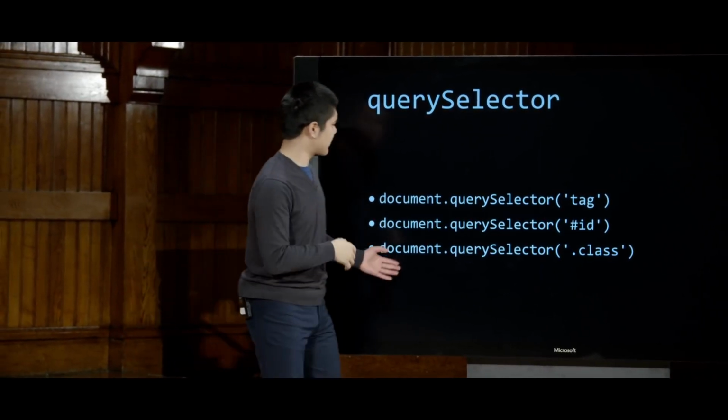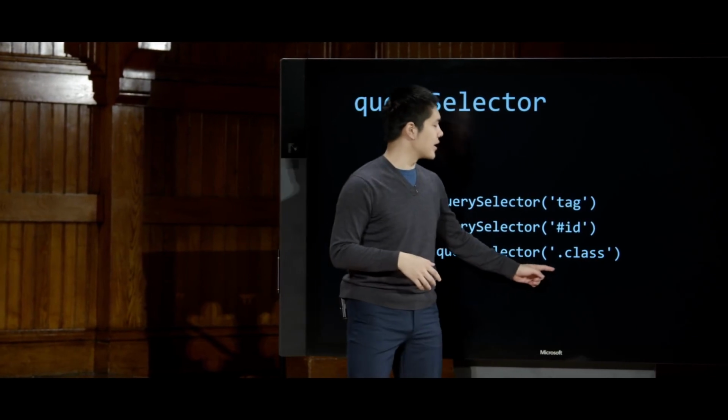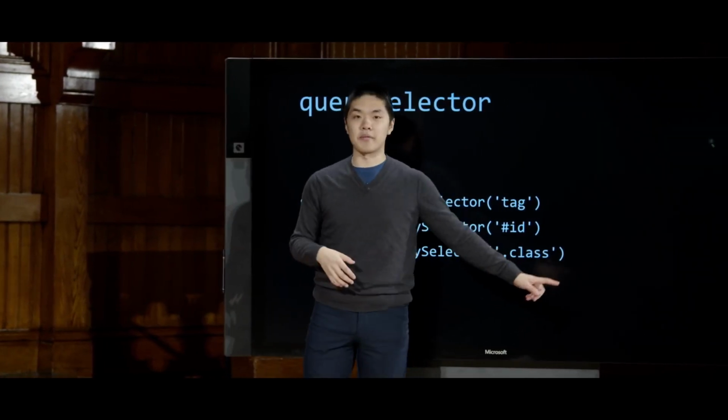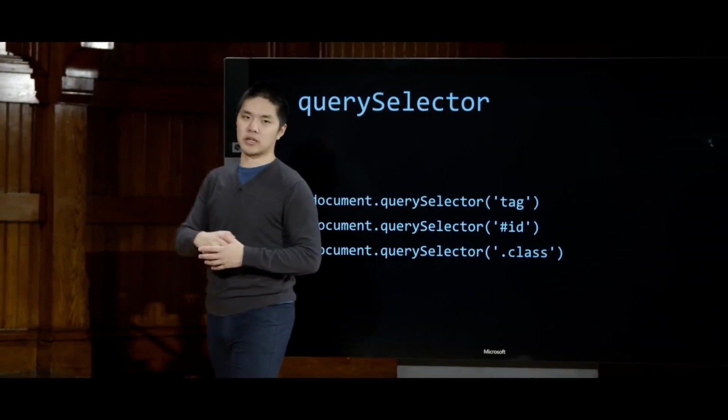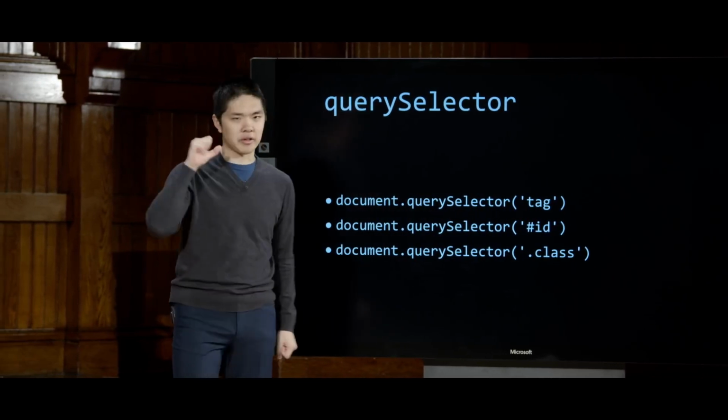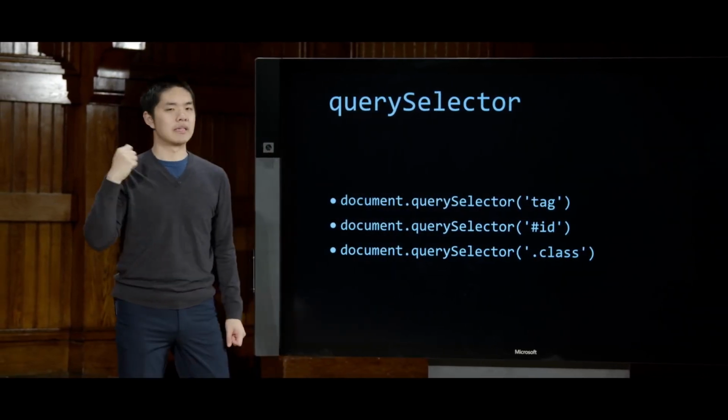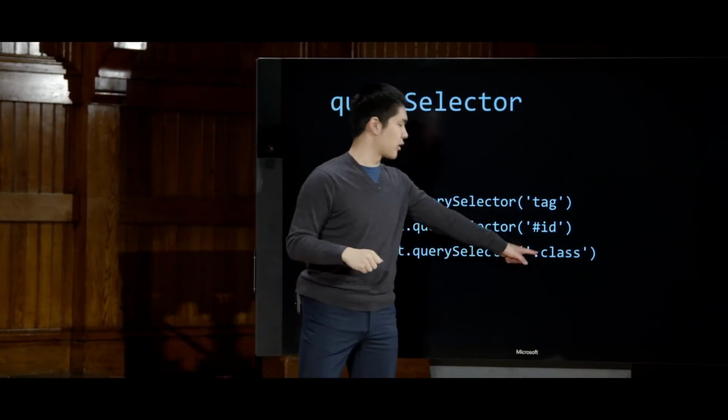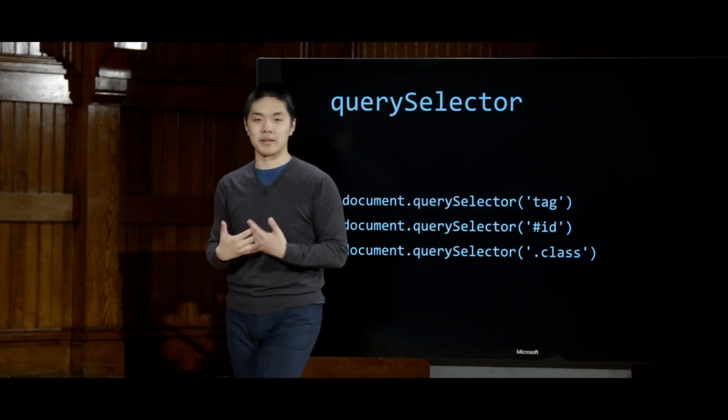Likewise, too, I can say document.querySelector, and then use dot followed by the name of a class if there's a particular class of elements, and I want to just get one of those, to say, get me an element that has this particular class in order to manipulate it as well.